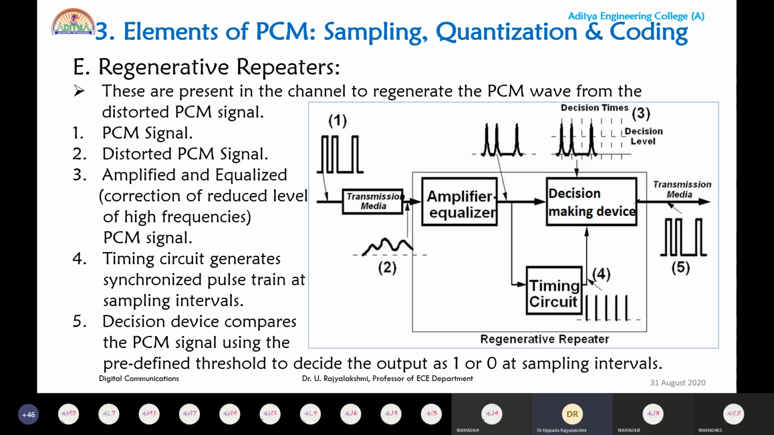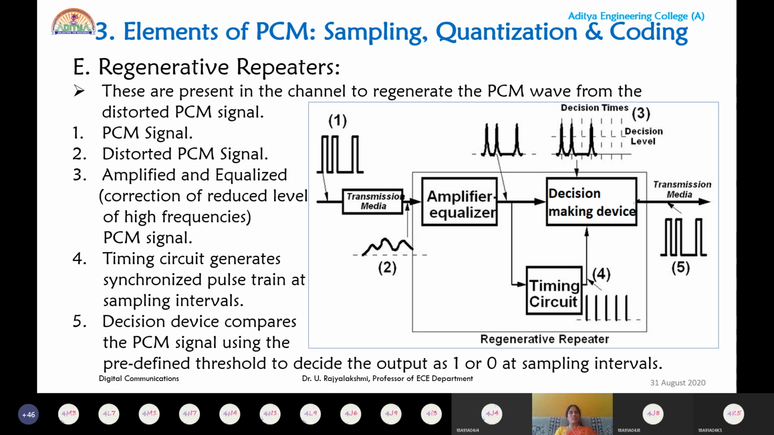So the distortion can be eliminated by using these repeaters to generate the data as 0 or 1 based on the decision making device. The decision making device generates the magnitude as 1 when the PCM magnitude is greater than threshold. If the PCM magnitude is less than threshold, the decision is taken as 0. Like that, repeaters will regenerate the original PCM from the distorted PCM.